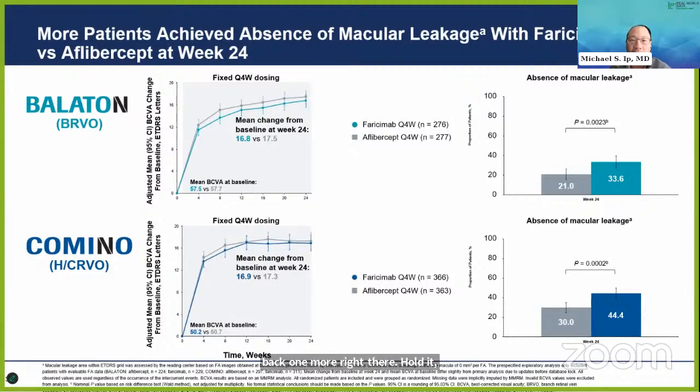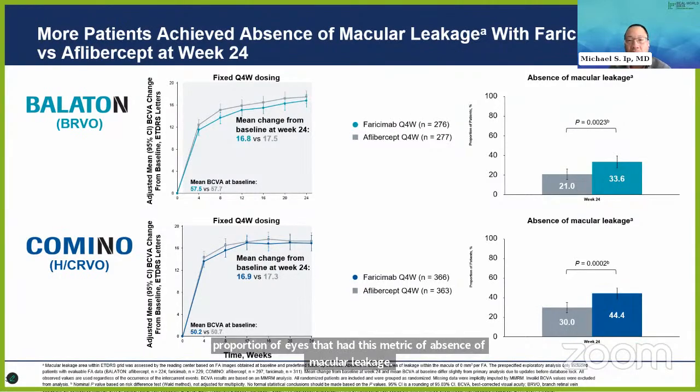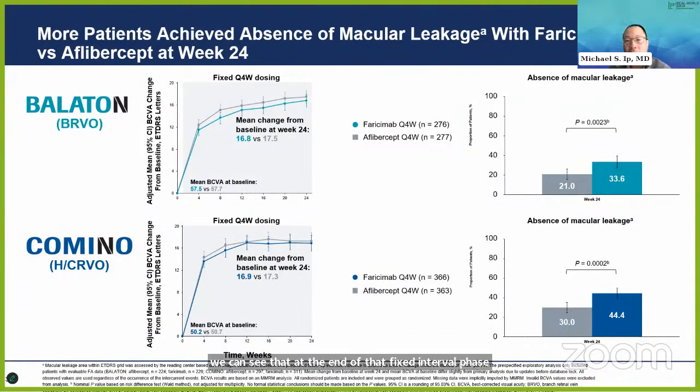Right there, you can see that with respect to the proportion of patients with complete absence of macular leakage, that for both BRVO and for CRVO, there's a higher proportion of eyes that had this metric of absence of macular leakage. So we can see that at the end of that fixed interval phase, there was an anatomical advantage of faricimab compared with aflibercept.